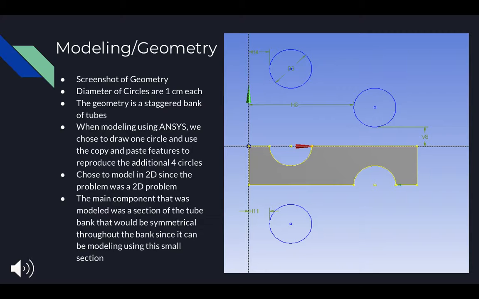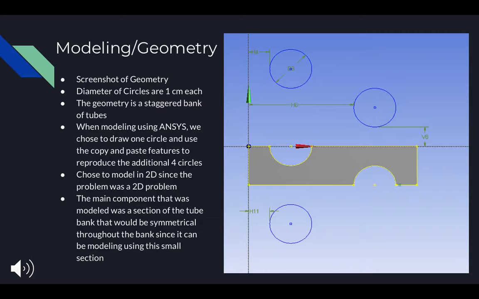On the right-hand side of the screen, you can see a screenshot of our geometry. The diameter of each circle is 1 centimeter. The geometry is a staggered bank of tubes. When modeling using ANSYS, we chose to draw 1 circle and then use the copy and paste features to reproduce the additional circles.